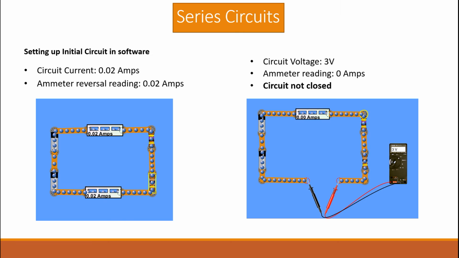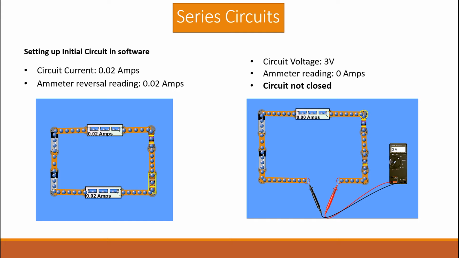To set up the first direct current circuit, I began by adding two 1.5 volt batteries, two ammeters, and two resistors, one with a resistance of 47 ohms and the other 100. The ammeters read a current of 0.02 amperes for the circuit, and when reversed they still read the same.